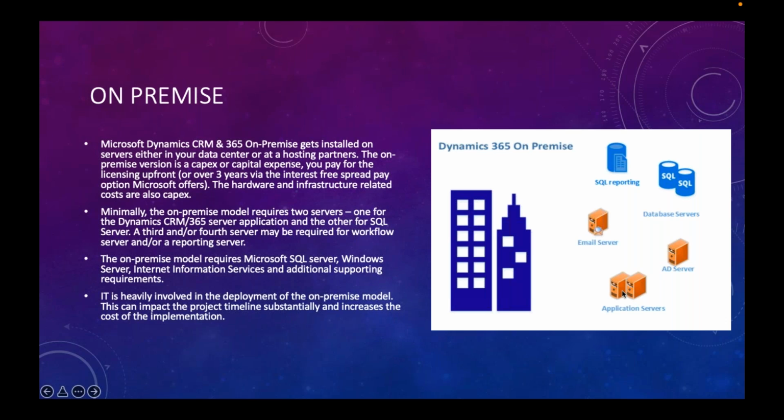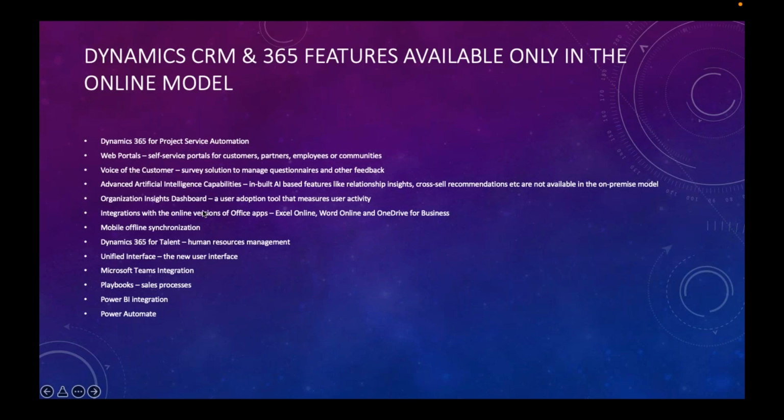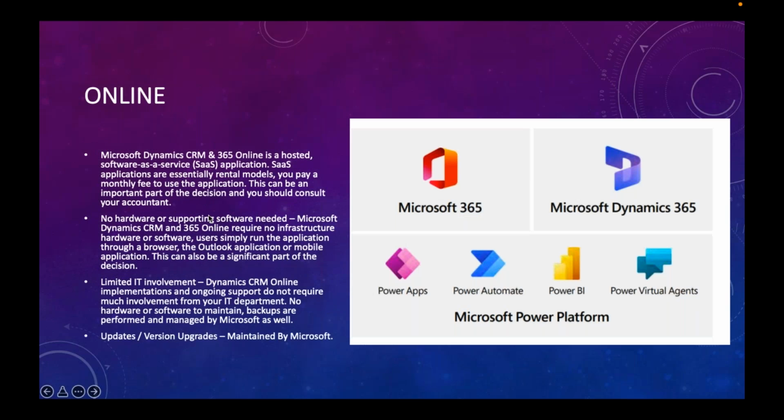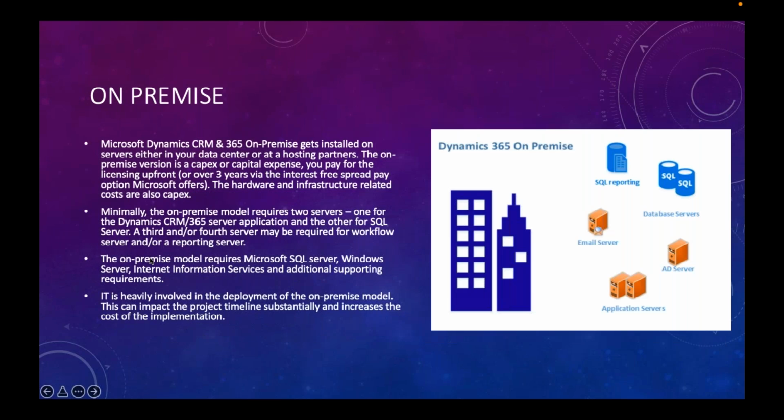In the application server, we need to take one Windows kind of server, and in that server we need to install Dynamics 365. See here, it clearly states: minimally the on-premise model requires two servers, one for the Dynamics 365 server application and the other for SQL server, and the third and fourth servers may be required for workflow servers or reporting servers. Basically, we don't use workflow servers, we will use reporting servers.